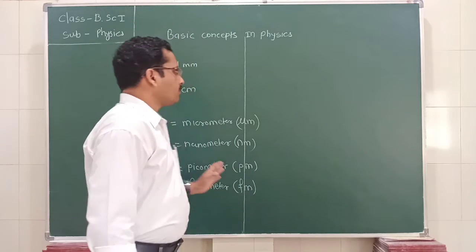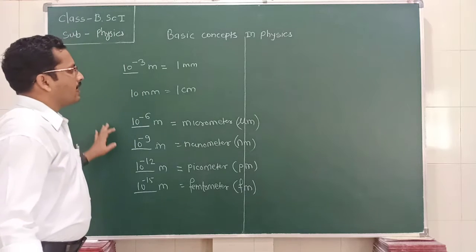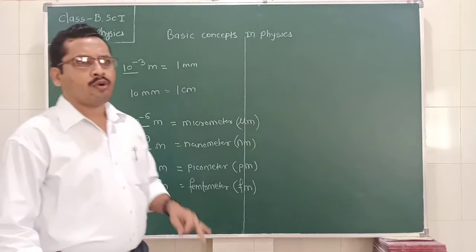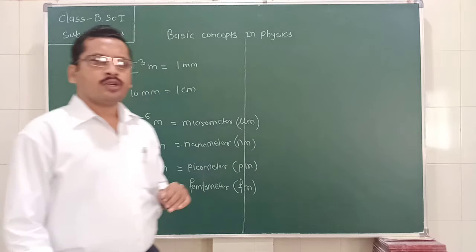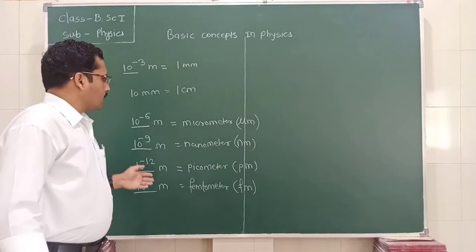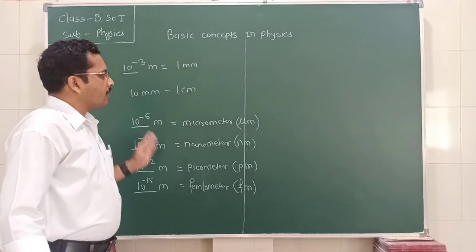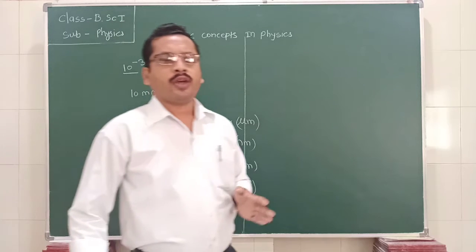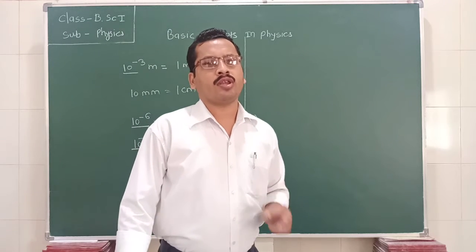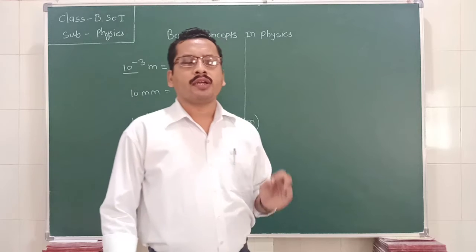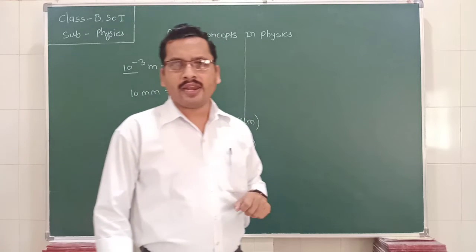So this is all about the length we are going to measure. But what instruments are used to measure such very small lengths? We are going to discuss three of them. First is the vernier caliper.